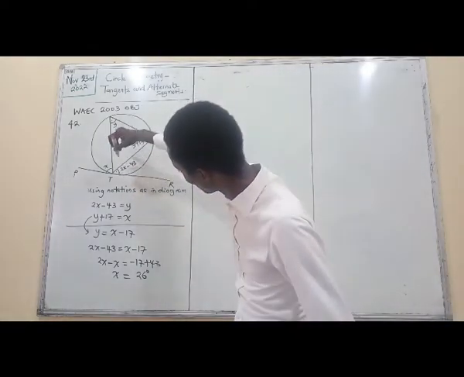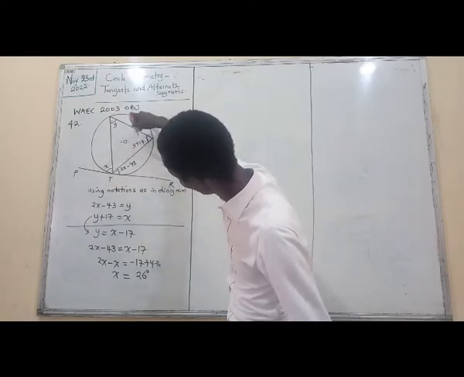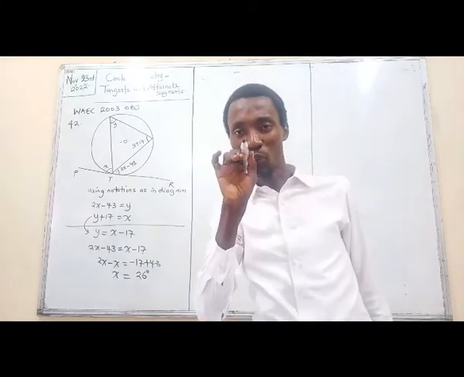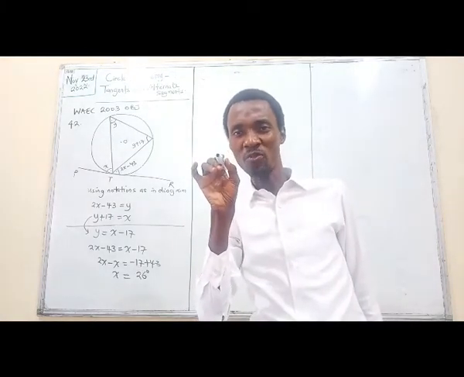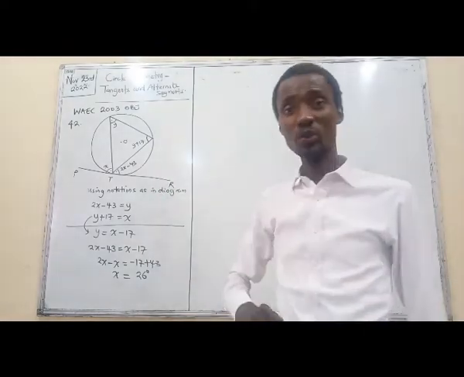So that's how that is solved. Concept of corresponding angles: this angle will correspond to this, and this angle will correspond to this. So when it comes to alternate segments, you need to look out for the knowledge of corresponding angles. And I think with that, we're through with this problem.